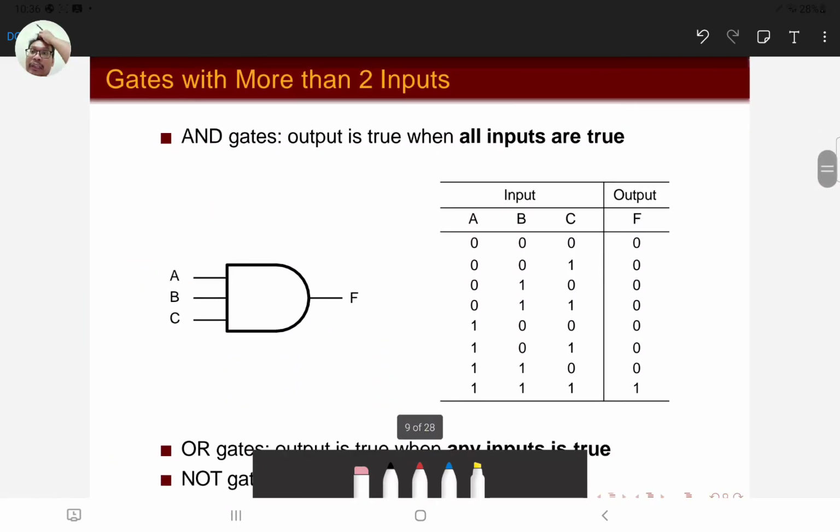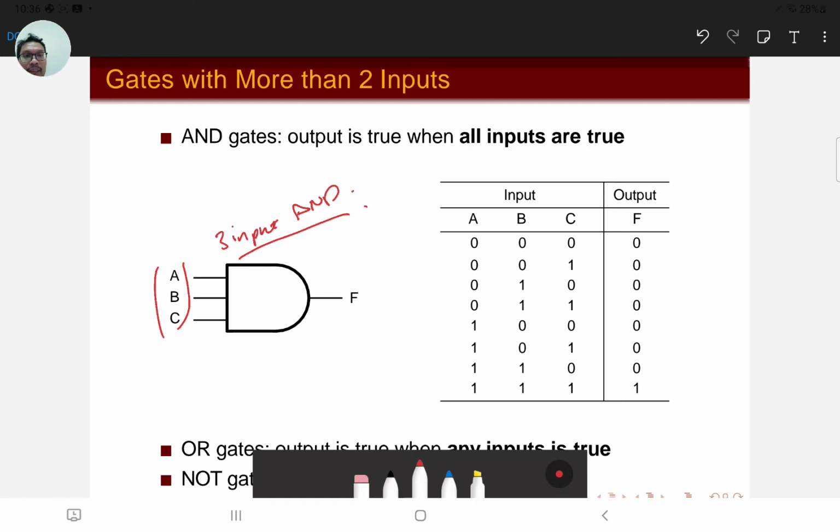Okay, so we can also have logic gates with more than 2 inputs. Just now we saw an inverter or NOT gate with only 1 input, the OR and the AND with 2 inputs. Now here is a 3 input AND gate. How does it behave when you give certain input values to the 3 input AND gate? Here is your truth table, and we can see that the output is 0 all the time, except when we give A, B, C equal to 1, 1, 1. The only time that F is equal to 1 is when we have 1, 1, 1 on the input.